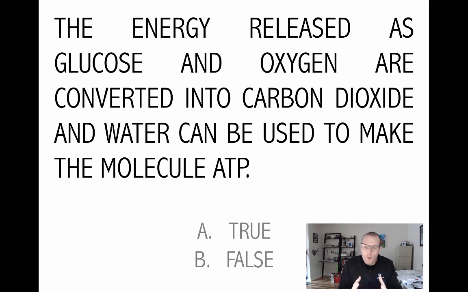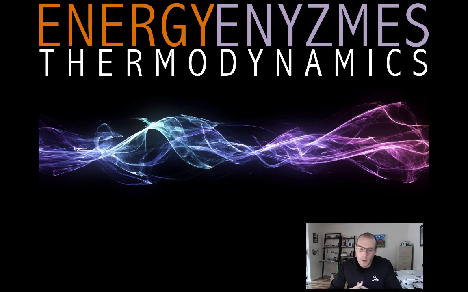We break down glucose and oxygen, and some of the free energy that's released can be put into the processes which synthesize, or make, the molecule ATP. And so the energy is being transformed from one chemical energy form in glucose to another chemical energy form in ATP. But we're not taking energy and making matter. We can't do that.